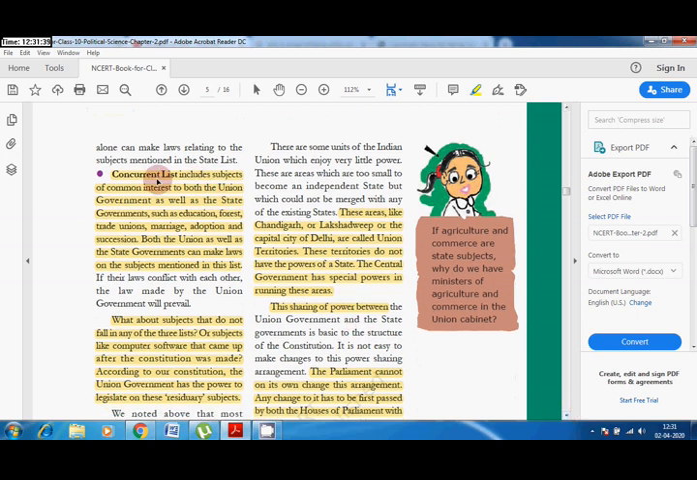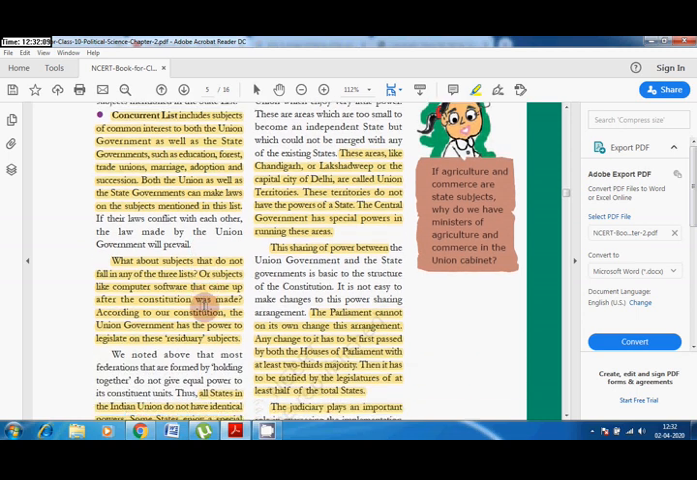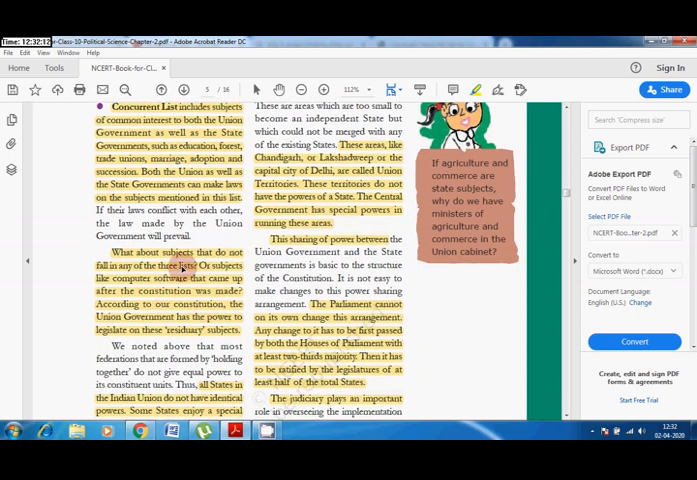Third is the concurrent list. It includes subjects of common interest to both the union as well as the state government. So both the governments can make laws on subjects like education, I told you earlier, forest, trade unions, marriages, adoption and succession. So these are the subjects on which both the central government as well as the state government can make laws. Okay, but in case there is a dispute, the law made by the central government will apply.